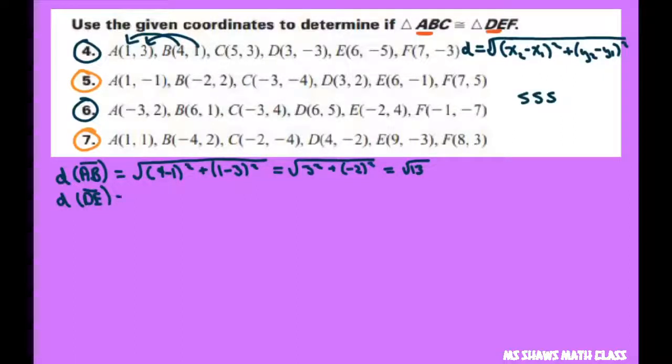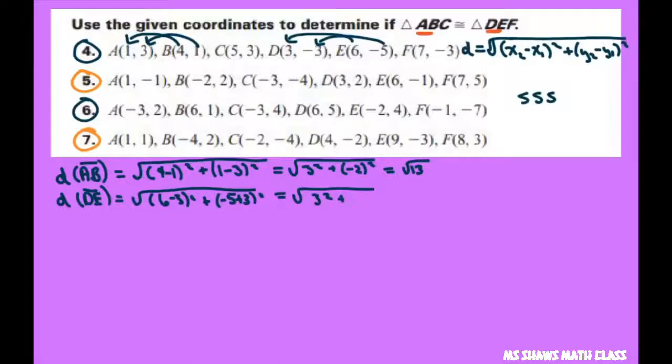So the distance of D to E is going to be, we're going to go this way. We have 6 minus 3 squared plus negative 5 minus a negative 3. So that's negative 5 plus 3 squared, which equals the square root of 3 squared plus negative 2 squared. Again, that's the square root of 13. So those two sides are congruent because they have the same value.